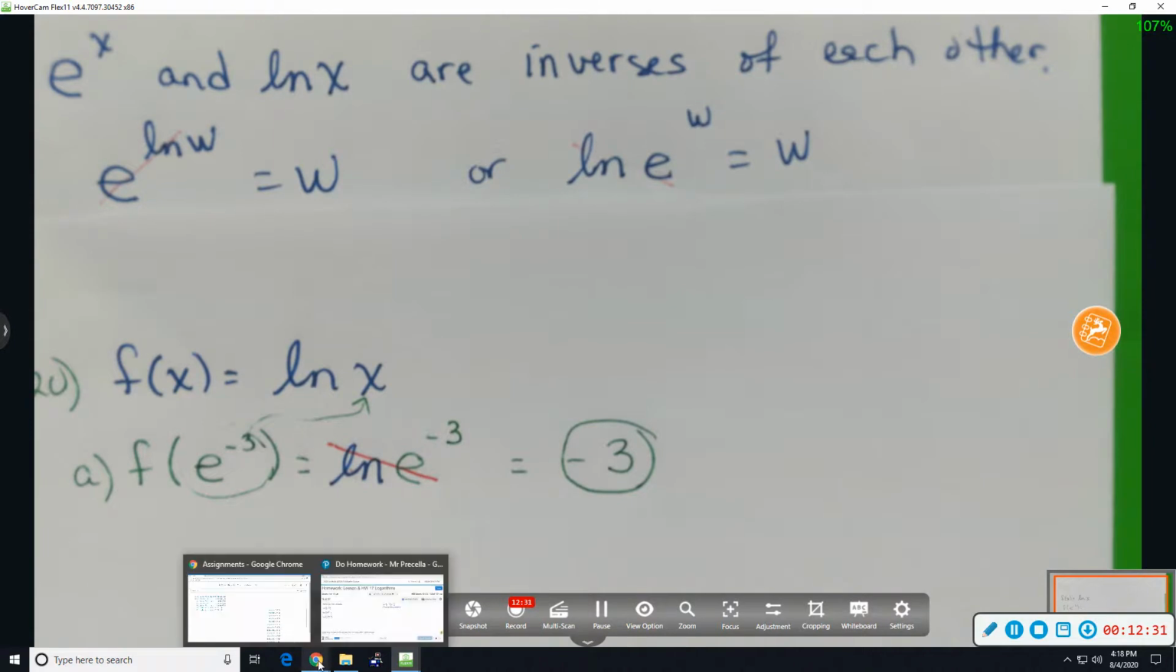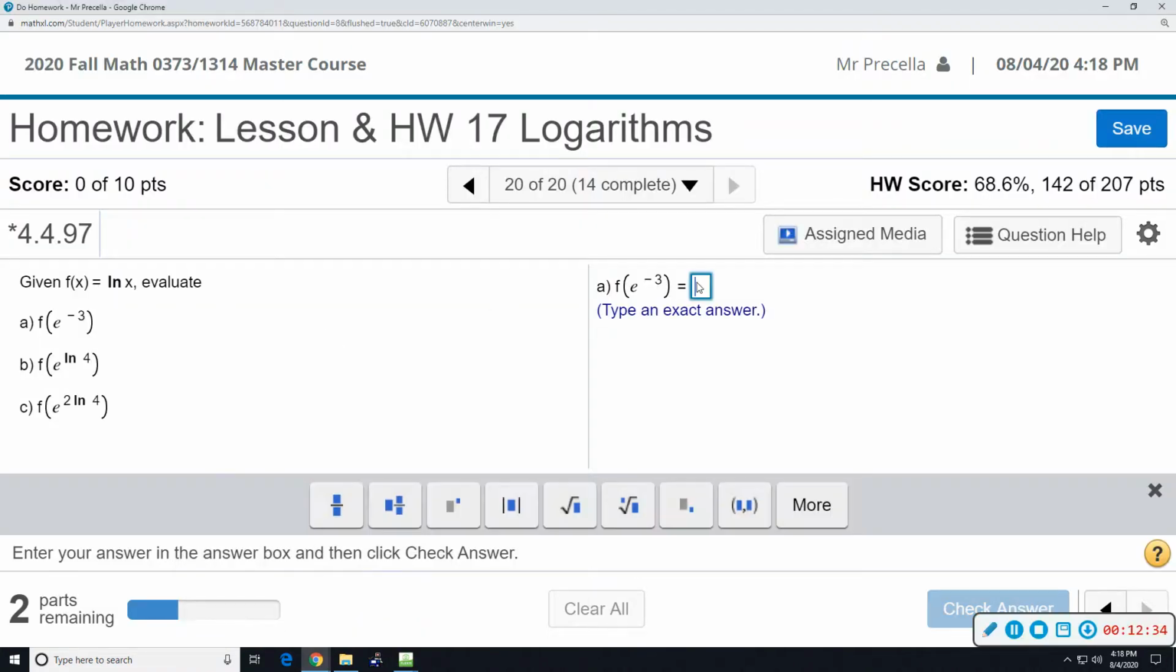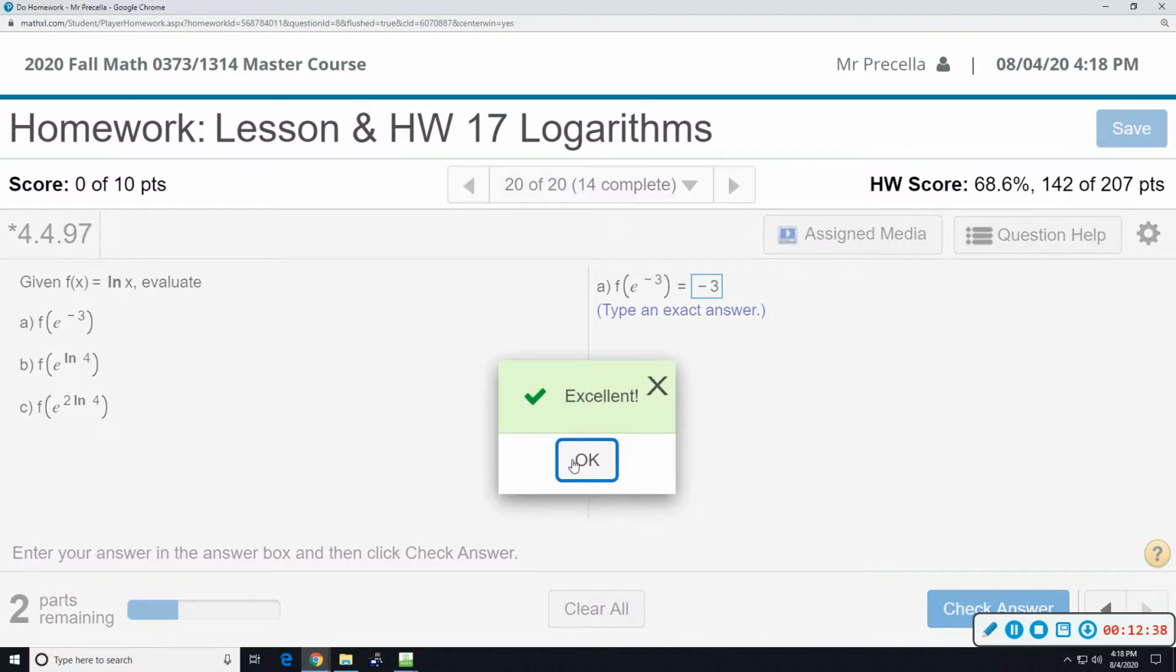Should I go type it in? Yeah, go ahead and type it in. We're going to get finished early here. Negative 3. Okay. Now the next one.